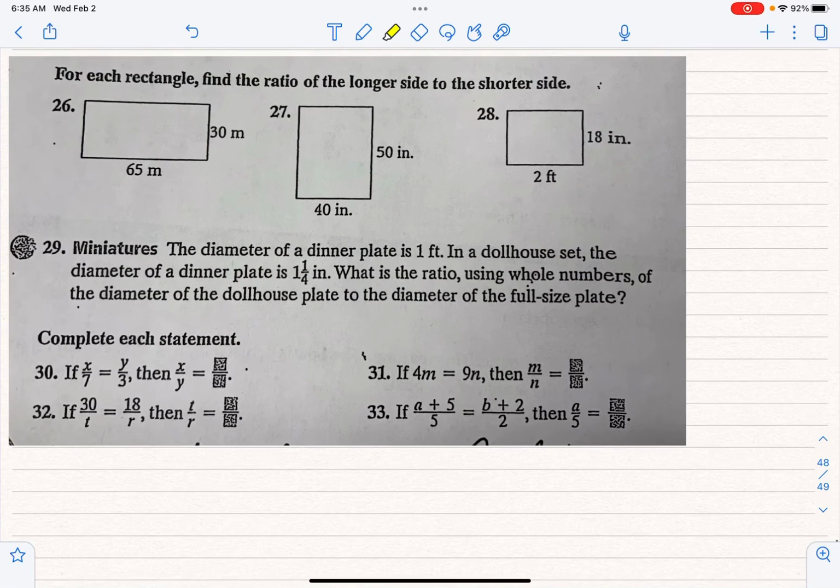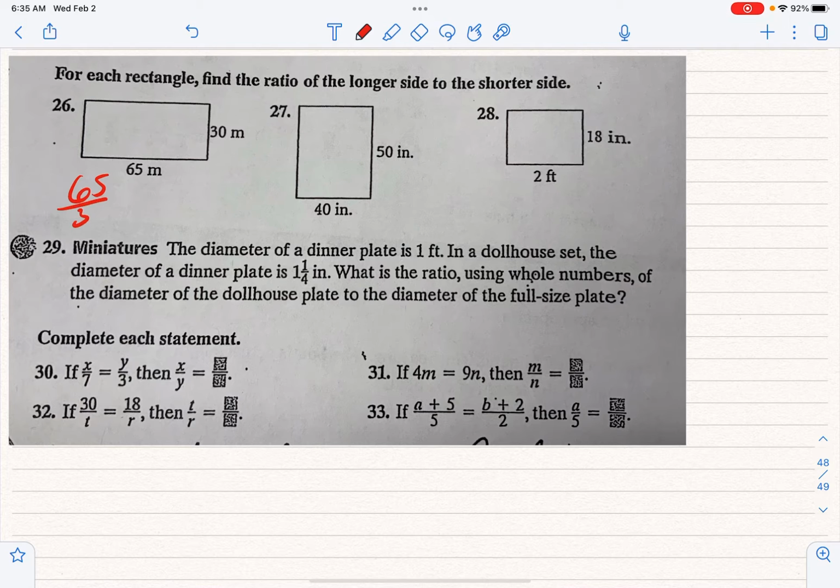All right. 26, 27, 28, it just says, hey, go ahead and find the ratio of the longer side to the shorter side. So we get 65 to 30, which reduces to 13 to 6. Next one, 50 to 40, which reduces to 5/4. And the next one is a little bit tricky, 2 feet to 18 inches. 2 feet is longer, and that's because it's 24 inches to 18 inches, each divisible by 6. You get 4 to 3.